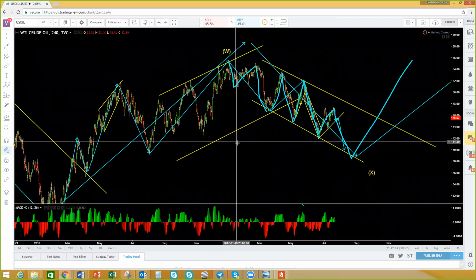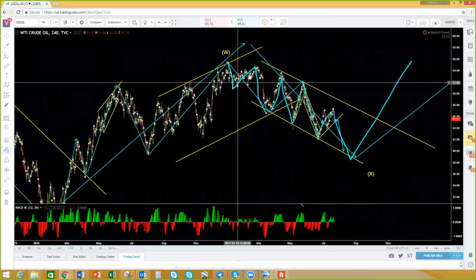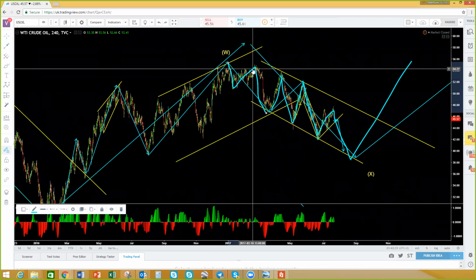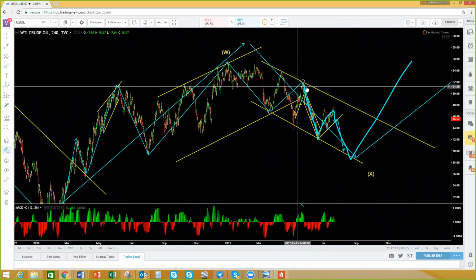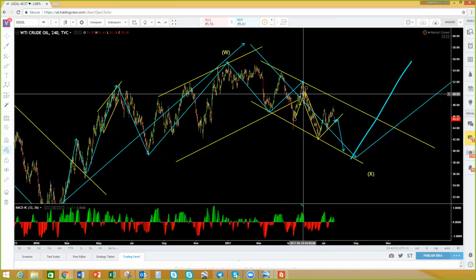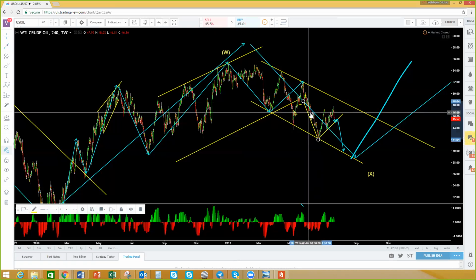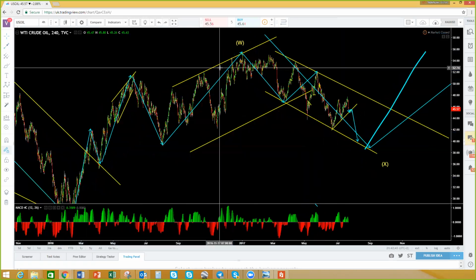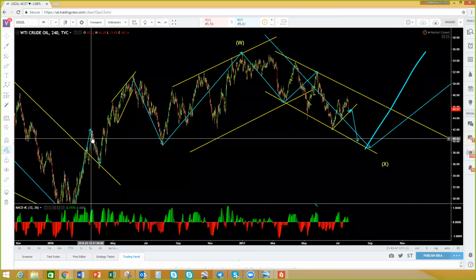Let's clear all this mess. All this mess that I have is just indicating the type of patterns that we have, if we were to label this in detail. Let's clean it up. Let's clean up all these errors. We are now looking at the 4-hourly chart.